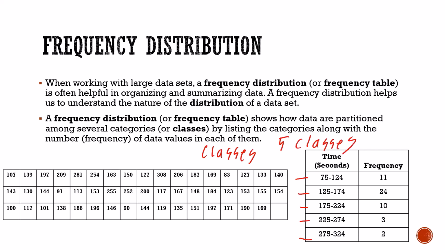The number of classes is somewhat arbitrary. I could have divided it into 10 classes, 6 classes, or 3 classes. You can divide it into however many classes you want; some are just more useful than others. Do you notice anything else about these classes? Notice that they're equally spaced. Each of the classes is about 50 seconds wide. Does everyone see that?